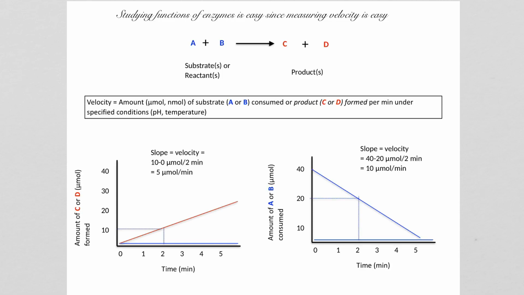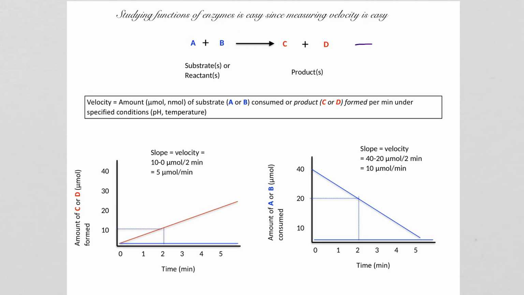Compared to other types of proteins such as transport proteins or DNA binding proteins, or cell signaling proteins, enzyme function is probably one of the easiest to study, and that's because enzymes change or increase the velocity of chemical reactions, and measuring the velocity of chemical reactions is quite easy to do.